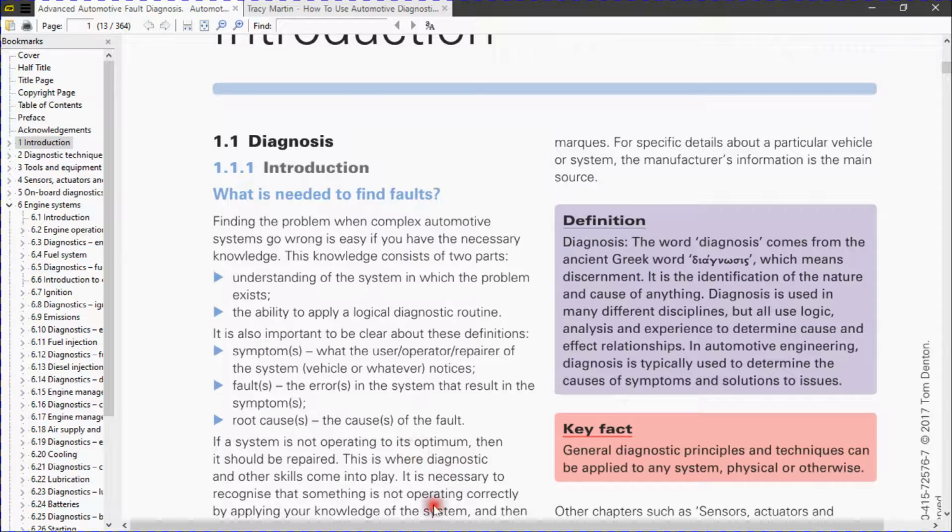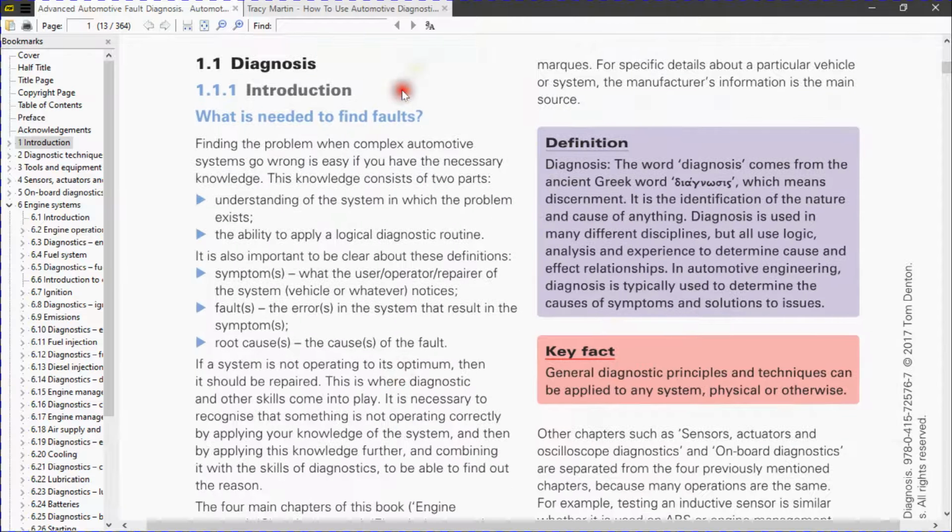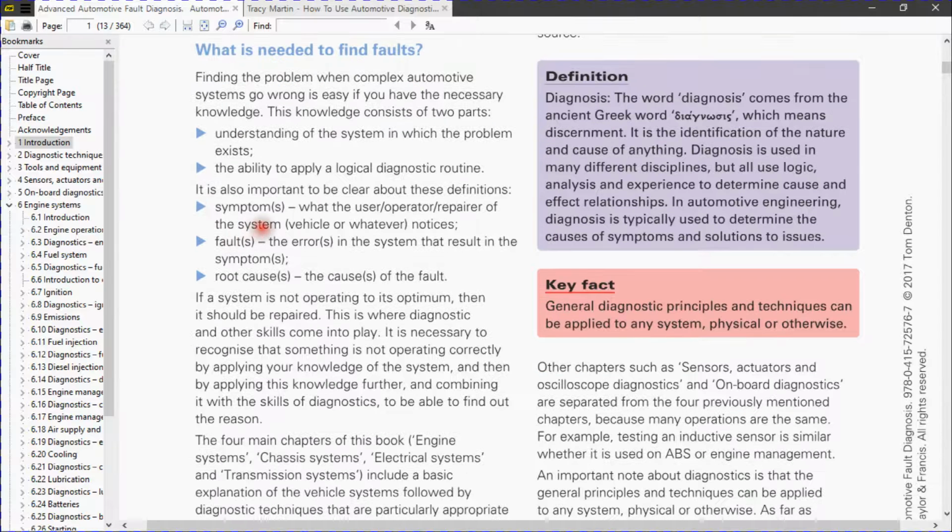Let's introduce these topics. Diagnosis: finding the problem, and what is needed to find faults. Finding the problems when complex automobile systems go wrong is easy if you have the necessary knowledge. The knowledge consists of two parts: understanding of the system in which the problems exist, and the ability to apply a logical diagnostic rule. It is also important to be clear about those definitions.